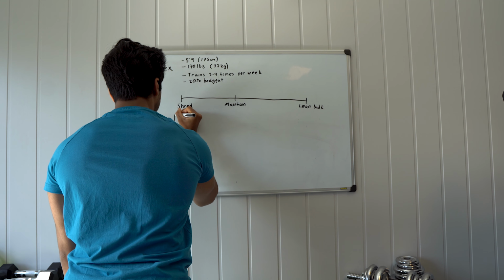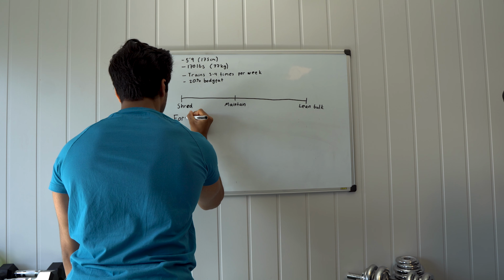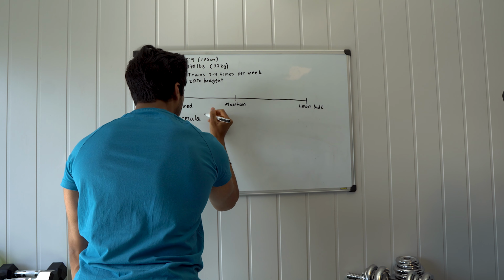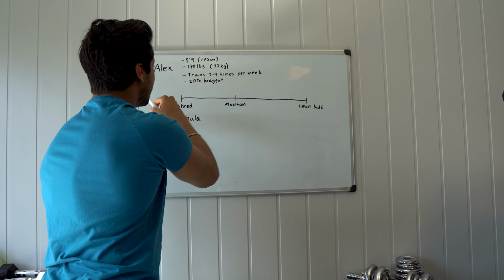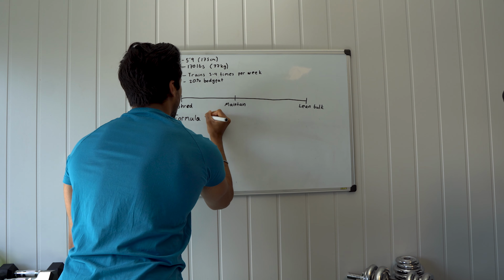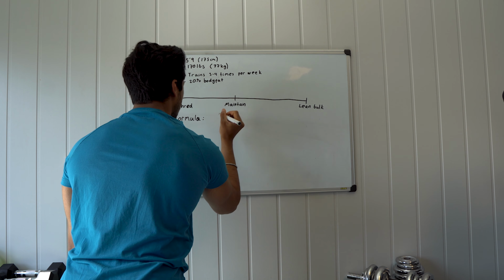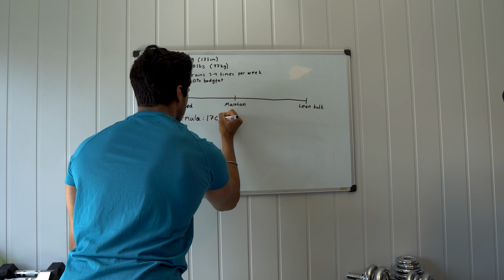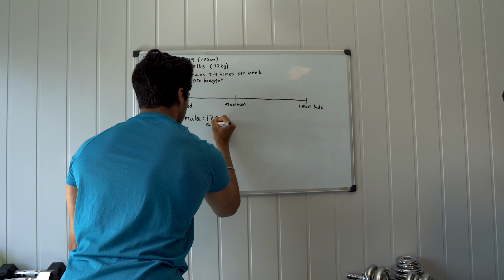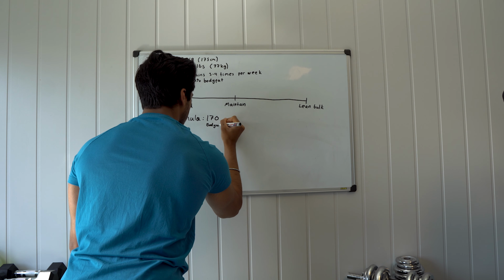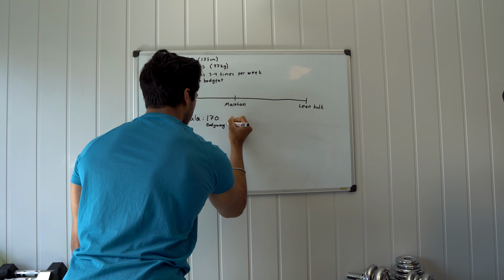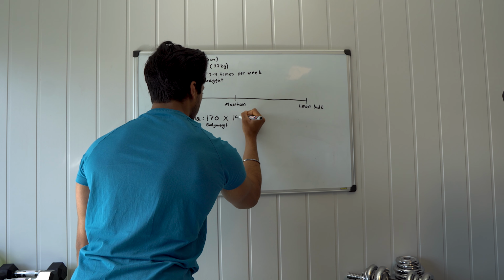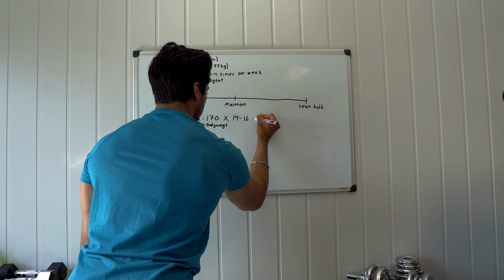So, the formula. Sorry for my writing skills, I just hate writing on whiteboards. So we take his weight, 170 lbs, so body weight, and multiply that by 16 to 40.